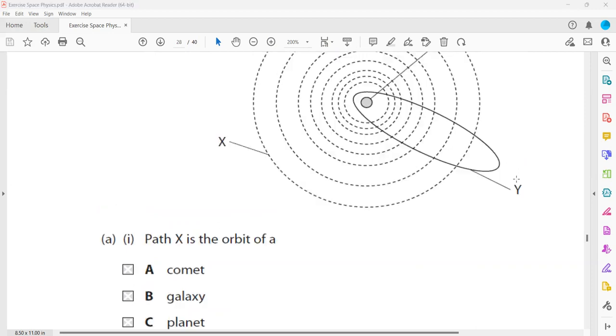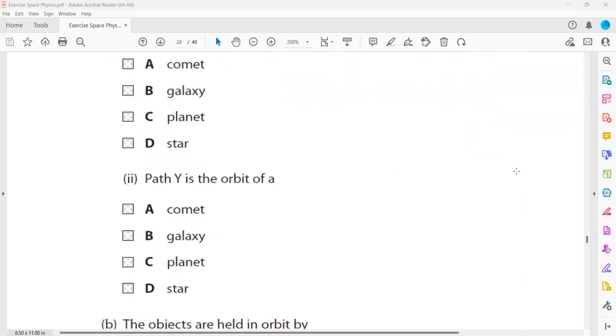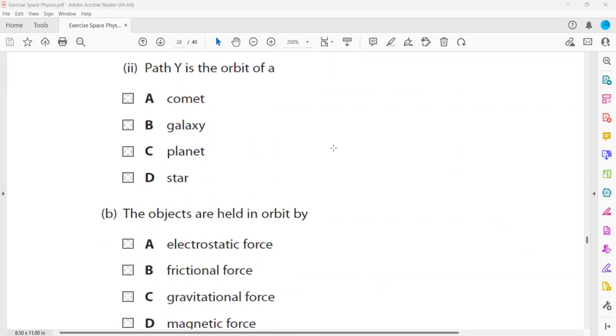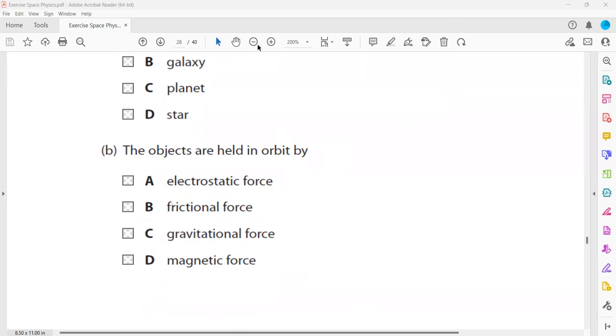What is path Y? You can see this path Y. Path Y is the orbit of what? Comet, galaxy, planet, star? So it's the orbit of a comet. The objects are held in orbit by which kind of force? So objects are held by the gravitational force. You can use your mic. Those who are not able to use screen annotation can use a mic, or you can also use your chat.